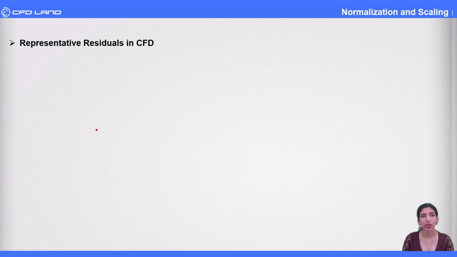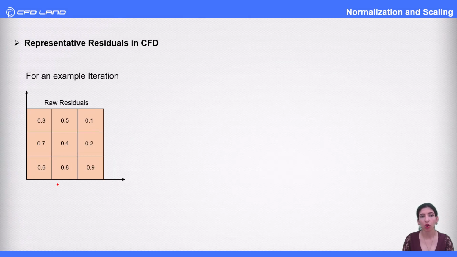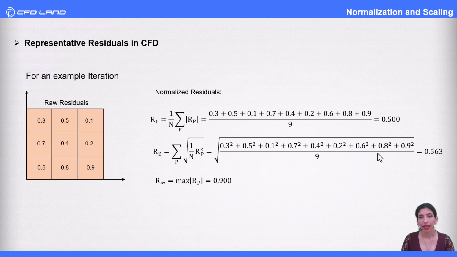Now, let's look at an example. We have these raw residuals. Now, we want to calculate representative residual using these 3 methods. As you can see, using different methods gives us different values for representative residual, and they are all correct.